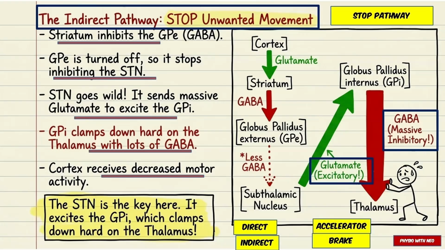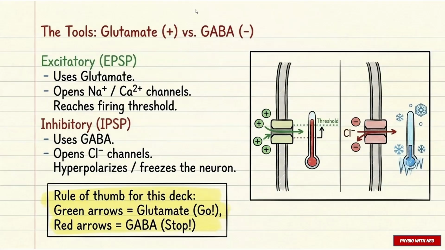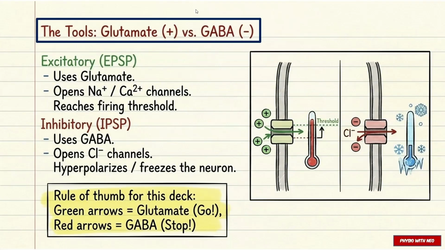In university exams, draw both pathways using different colored arrows. Examiners immediately appreciate well-organized diagrams. But who controls these two pathways? Let's see. Here come the two important neurotransmitters, glutamate and GABA.